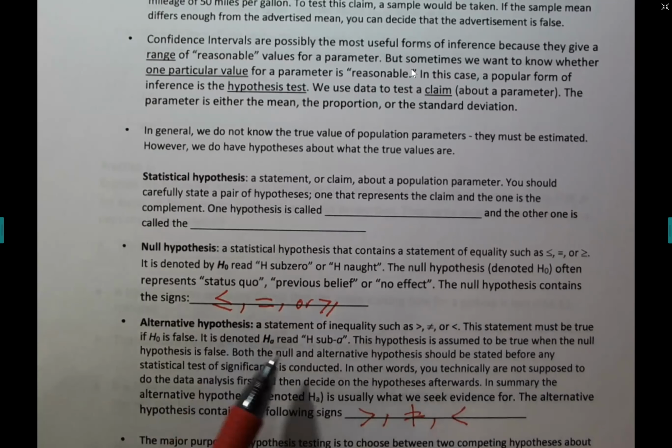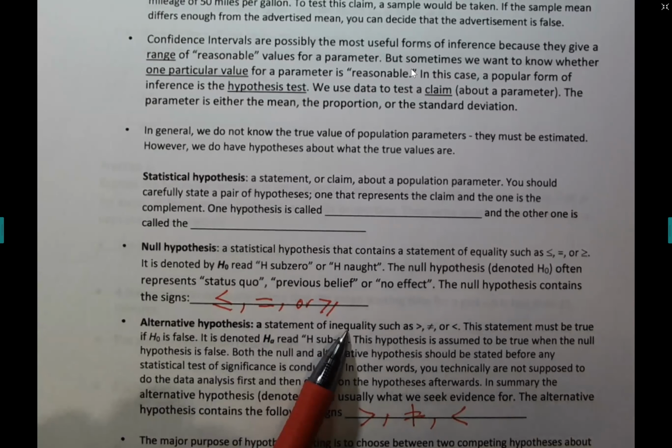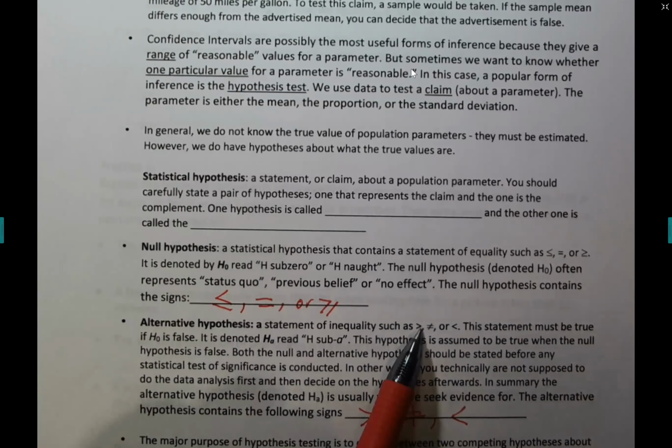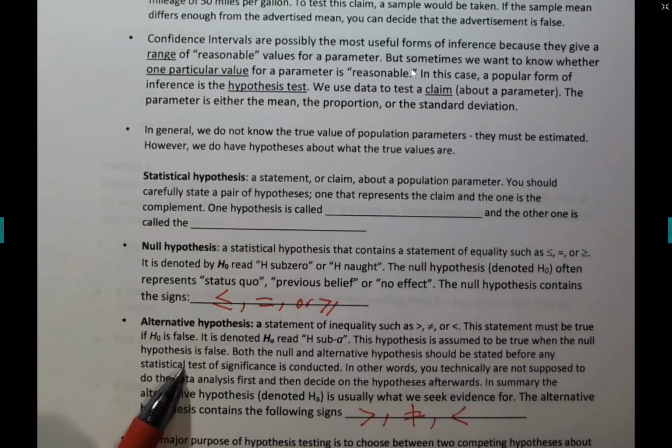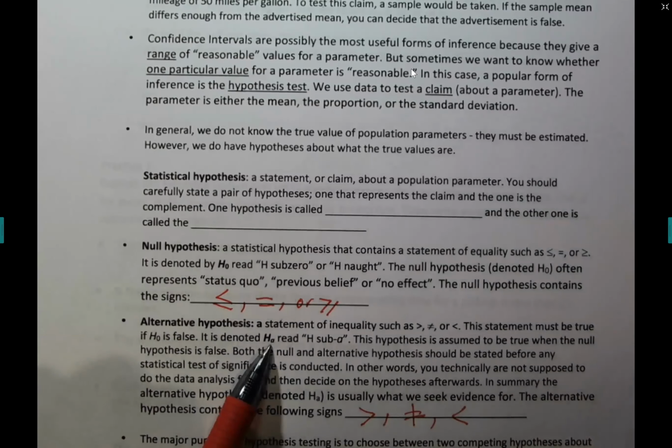So let's read it. It's a statement of inequality. It contains a greater than, different from, or less than. This statement must be true if the null hypothesis is false. So guys, if this one is false, this one is true, and the other way around as well. We read it as HA. A stands for alternative, guys. It's read H sub A. This hypothesis is assumed to be true when the null hypothesis is false. So if you can prove that the null hypothesis is false, automatically you can conclude that HA is true.